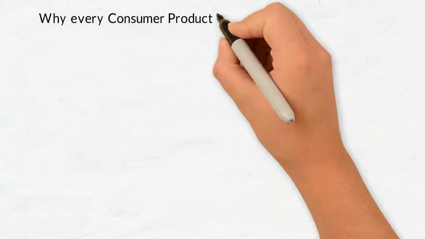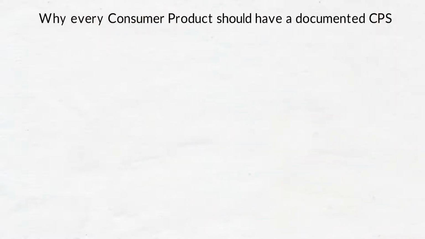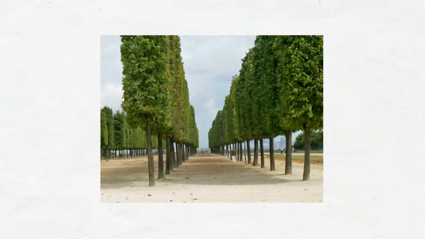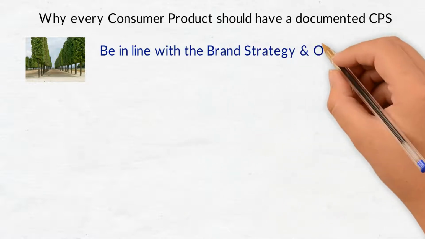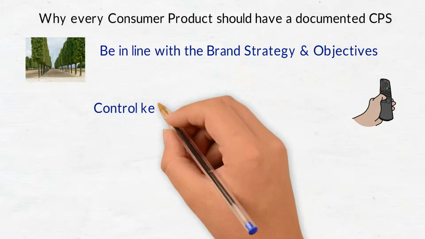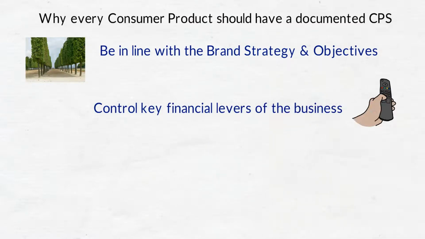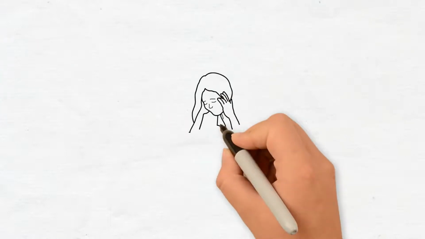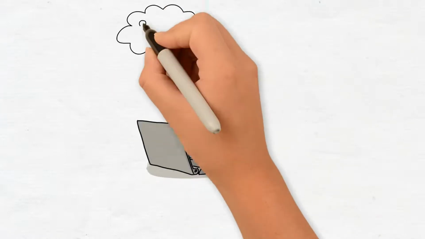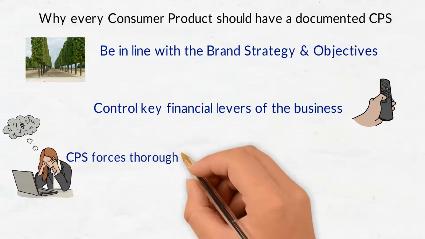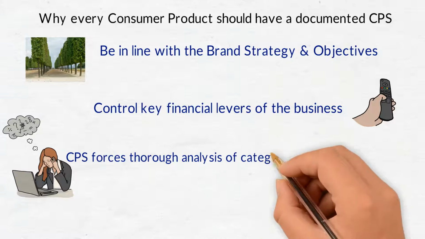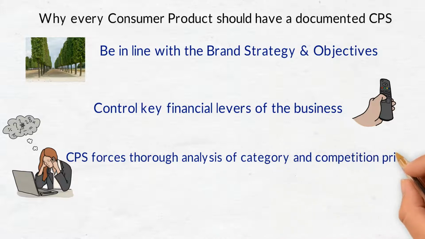So why should every consumer product have a documented pricing strategy? It is all about alignment, to be in line with brand strategy and objectives. Secondly, to be in control of the financial levers of the business. And thirdly, documenting a consumer pricing strategy in some ways ensures that pricing and promotional levels and unit sales mix are set after thorough analysis of the category and competition pricing.